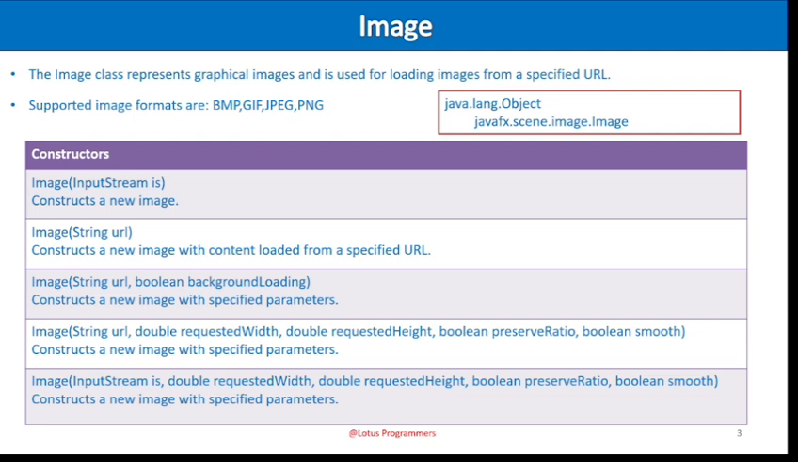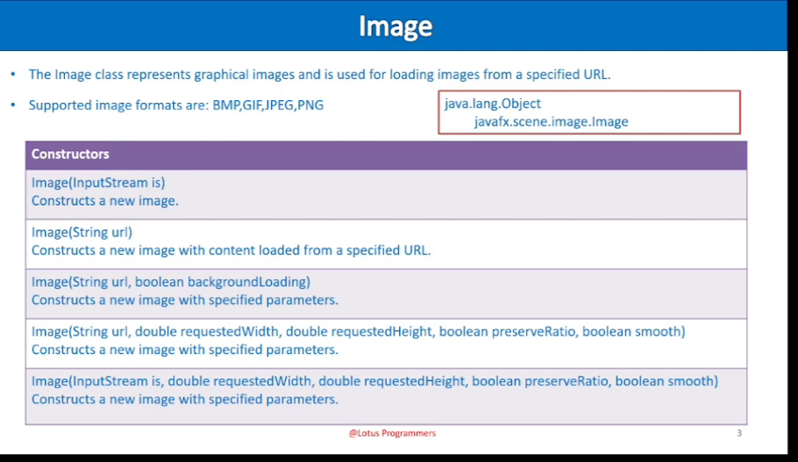The Image class represents graphical images and is used for loading images from a specific URL. Image supports different kinds of images like BMP images, GIF images, JPEG images and PNG images. First we'll discuss the constructors defined in the Image class for creating images. The first constructor is Image with an input stream as the argument. The input stream object is passed as an argument to the Image class constructor for creating the image.